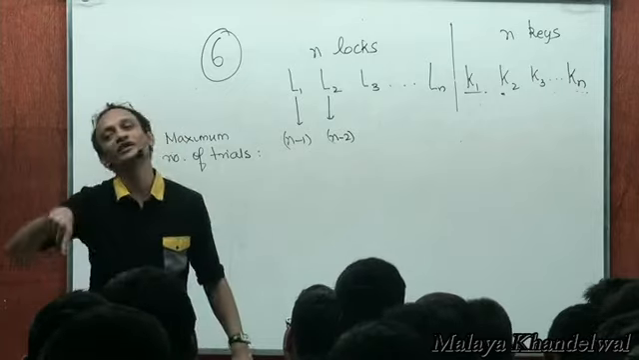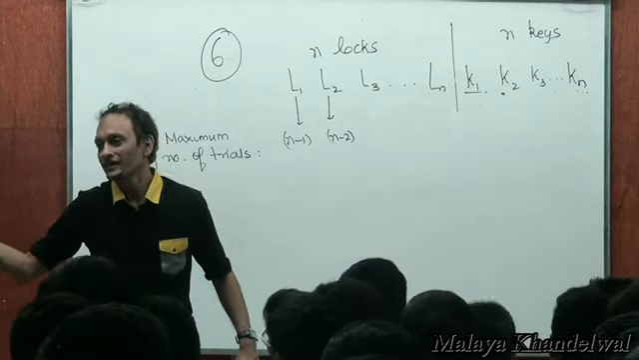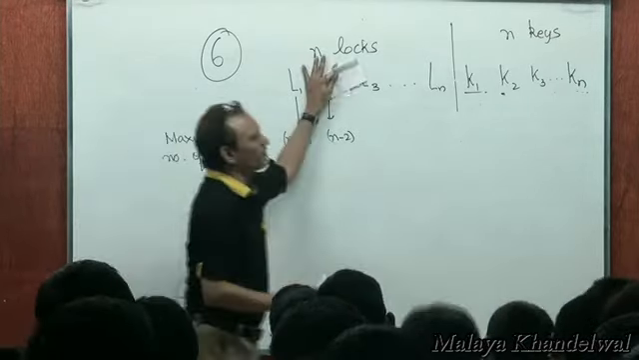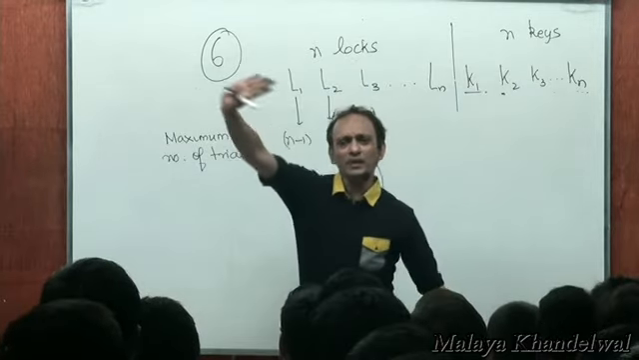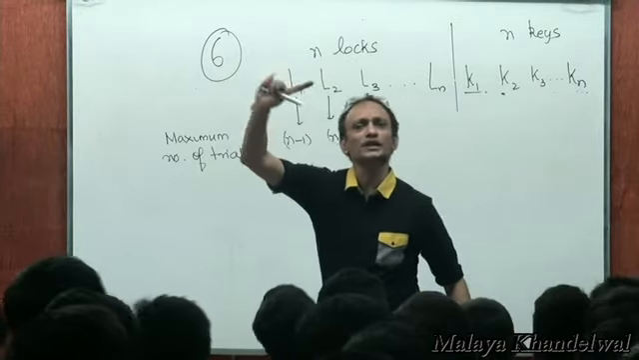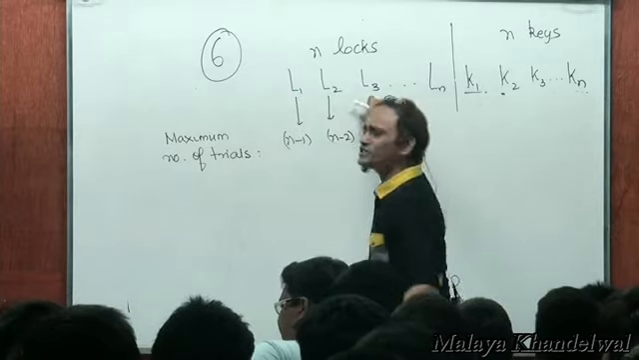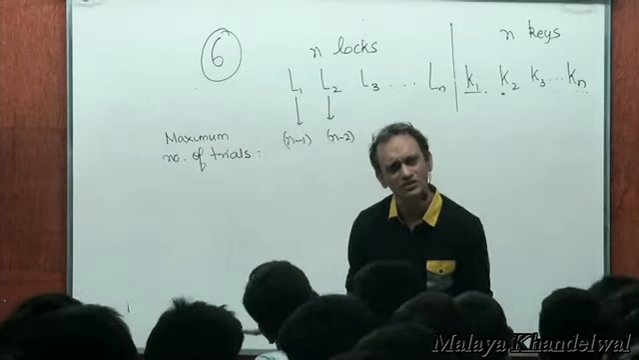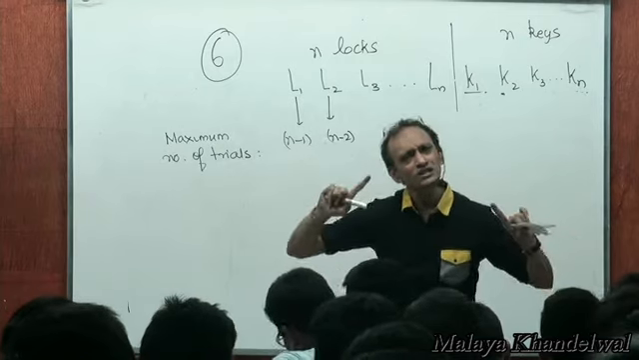How many trials you require for L3? N minus 3. Because now you forget all about L1, L2 here. There are n minus 2 locks, n minus 2 keys. The number of trials required for this lock would be 1 less than the total number of locks. That is n minus 3 trials.